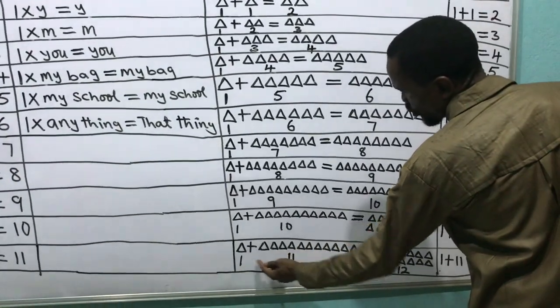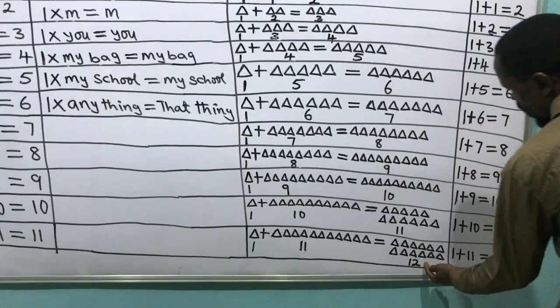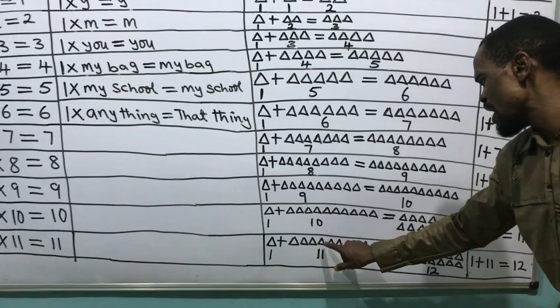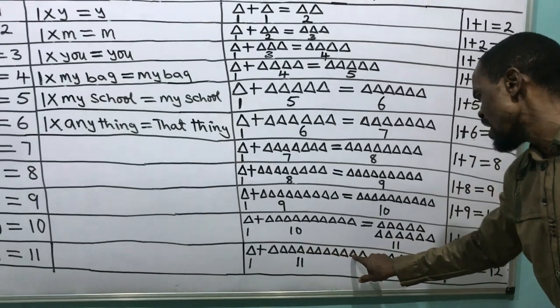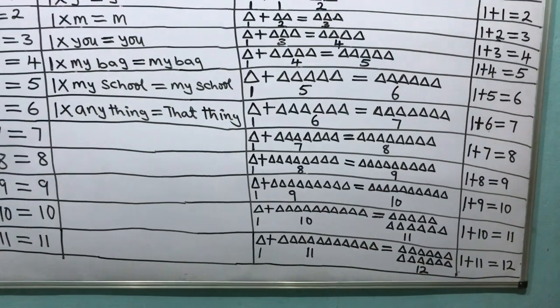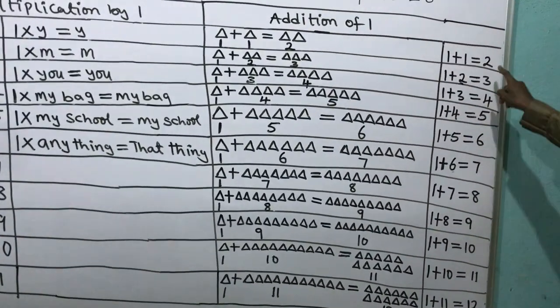Then 1 triangle plus 11 triangles will give me 12 triangles. Can we count it? 1, 2, 3, 4, 5, 6, 7, 8, 9, 10, 11, 12. That's 1 plus 11 will give me what? 12. Then can we come over here to see it clear?